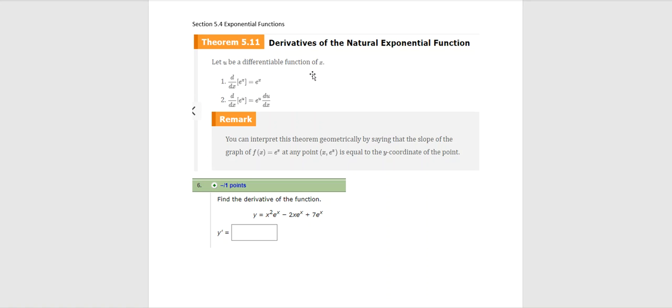So let u be a differentiable function of x. The derivative of e to the x is e to the x. It's itself.